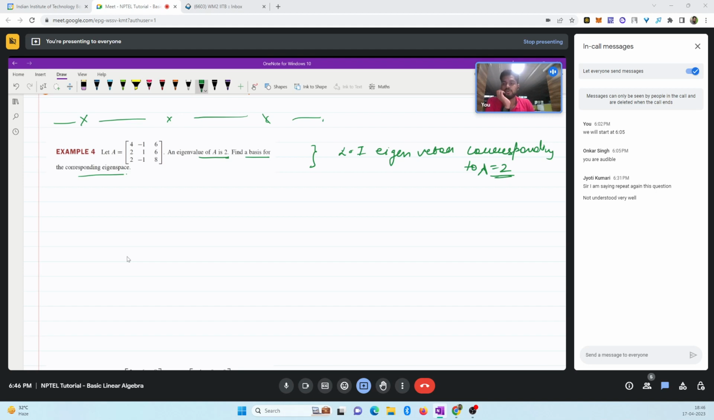Just a hint: for eigenvalue lambda, any vector v satisfying this condition will belong to its eigenspace. So you need to find v satisfying this property. You know A, you know lambda, you know the identity matrix, you need to find v. Give it a try, then I'll go. I'll wait for 2-3 minutes for you to solve.